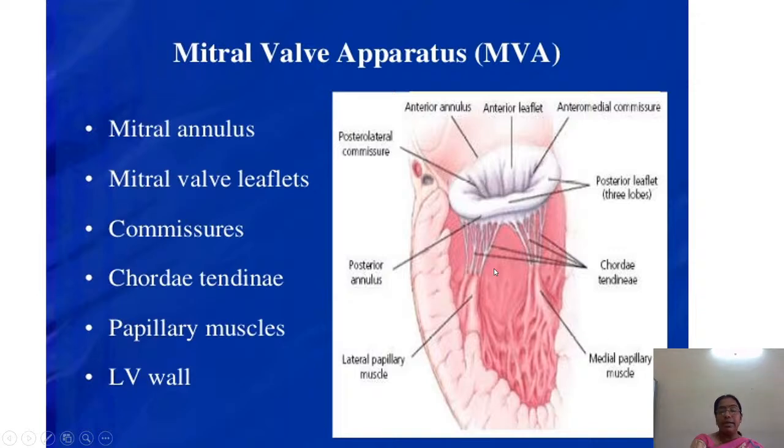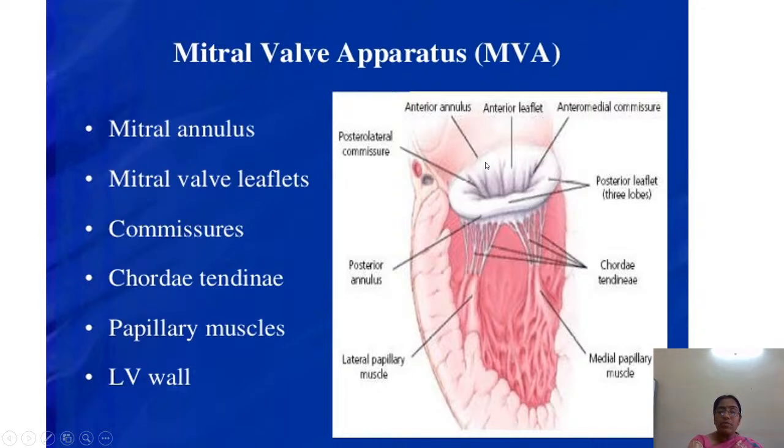If you go deep, as such for you it's not so important. Your book has only named it and has not gone into depth. But since you are asking in the class, let's see what is present there. What does this apparatus include? The apparatus includes the mitral annulus. This is the annulus surrounding the valve, called the mitral valve annulus.